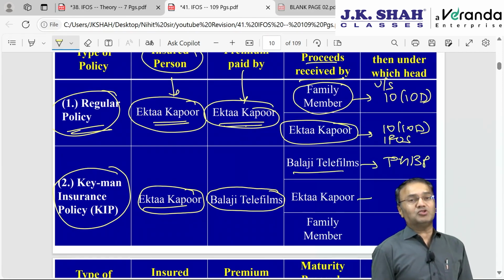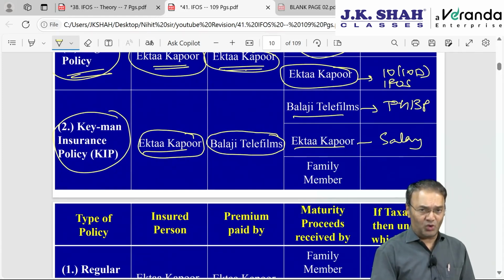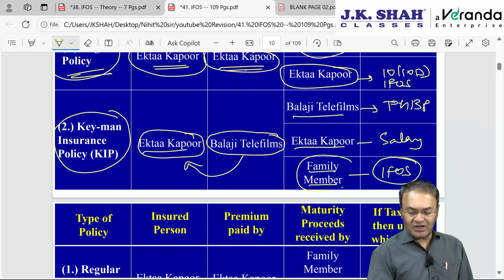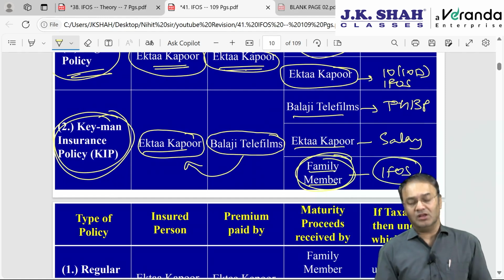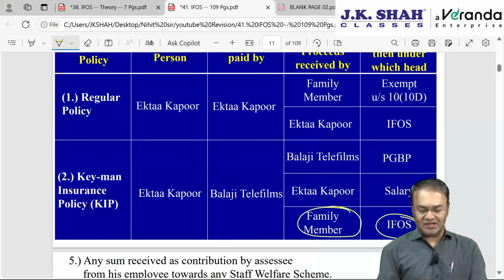If nothing happens to her, she survives, 20-25 years are over, the policy tenure is over and the policy has matured, and the policy was assigned to her, then she would receive. If she receives, then taxable under salary because she was an employee of the company. She was a CEO, CMD, managing director. If received by a family member, which is possible if the policy was assigned by Balaji Telefilms to Ekta Kapoor and now she dies, then the policy maturity will be in the hands of the family member, taxable under IFOS. So the IFOS head will come only when it is a Keyman insurance policy and the maturity is received in the hands of a family member instead of Ekta Kapoor herself or Balaji Telefilms.